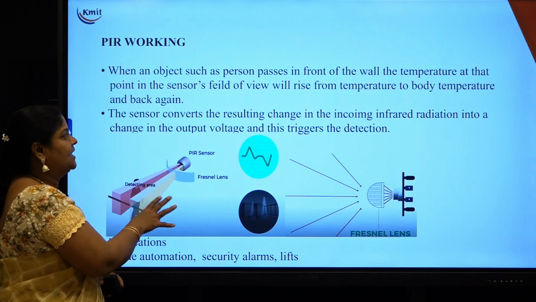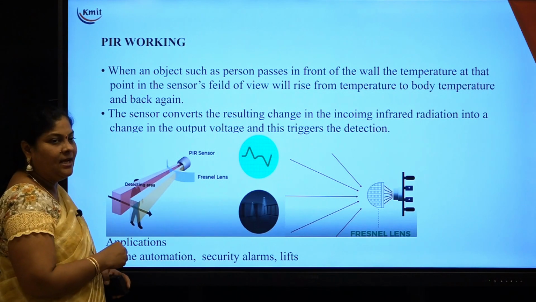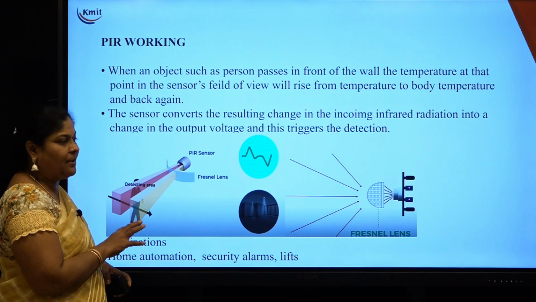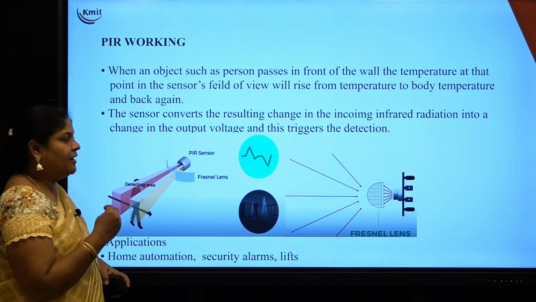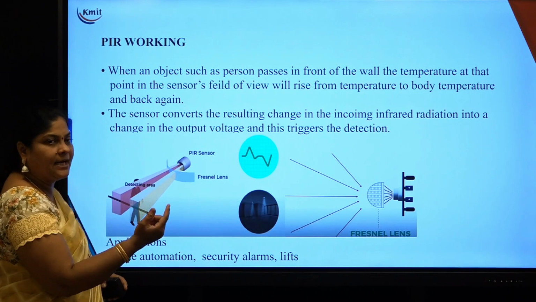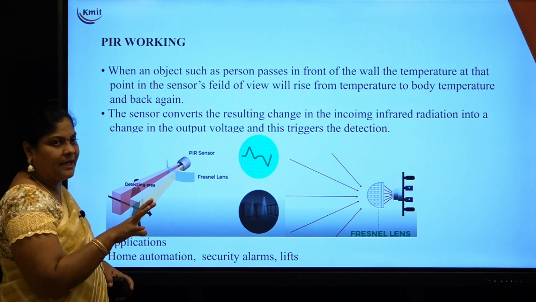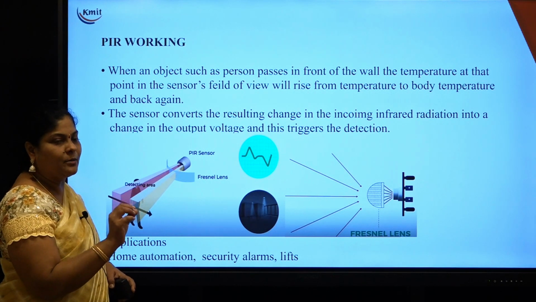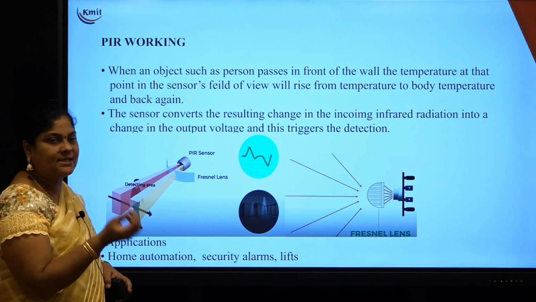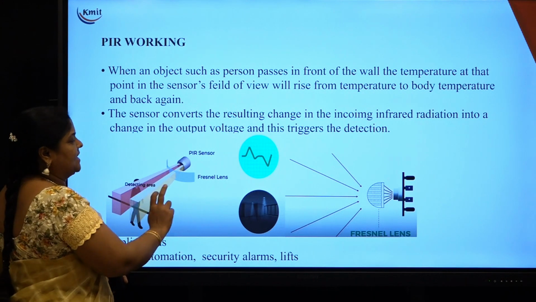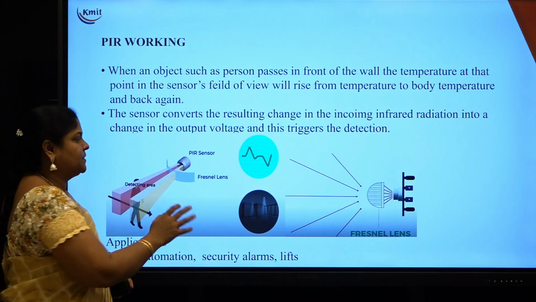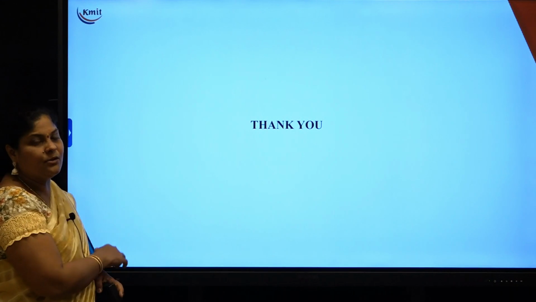Basically, the functionality of a PIR sensor is that whenever you keep it in a particular room or area, if any object passes through that field, it will detect that object. It can only detect the object, but it will not tell what that object is or who that person is. That is the use of the PIR sensor.